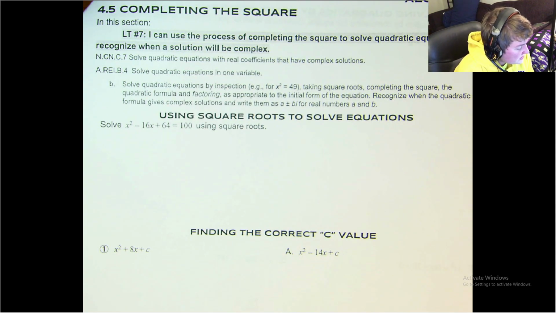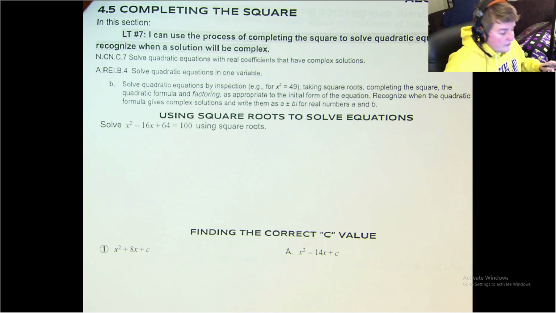So we have one learning target, which is: I can use the process of completing the square to solve quadratic equations and recognize when a solution will be complex. We'll see a handful of complex solutions, which will be similar to the type of things that we got in 4.4, involving i. Anytime you have i, you're going to have a complex number.